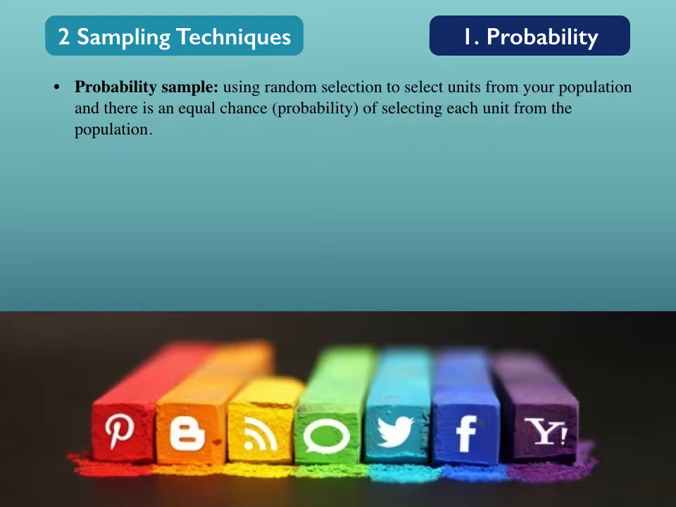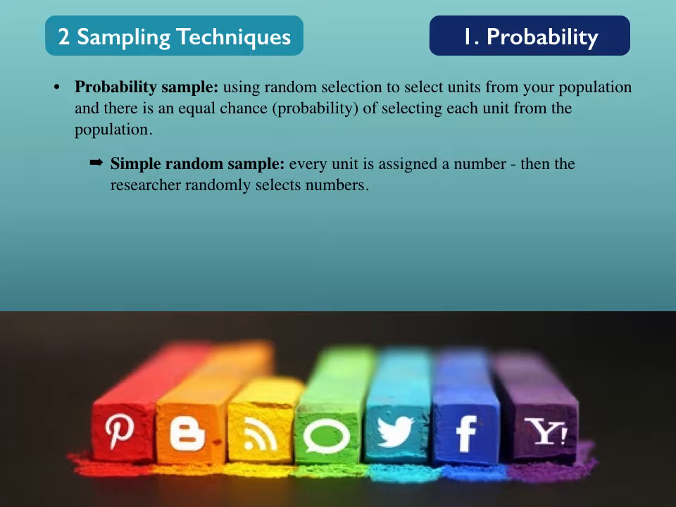So within sampling, there are two main sampling techniques: probability and non-probability. And within the two sampling techniques, there are several methods. So probability sample is using random selection to select units from your population, and there's an equal chance, the same probability, of selecting each unit from the population.